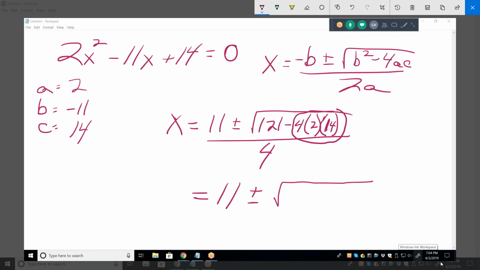So what's 4 times 2 times 14? It'd be 28 times 4. Hold up. I don't have a calculator with me. Okay. I would do it 8 times 14, just because single digits are easier to multiply. Okay. So that's 112. 121 minus 112 is 9.